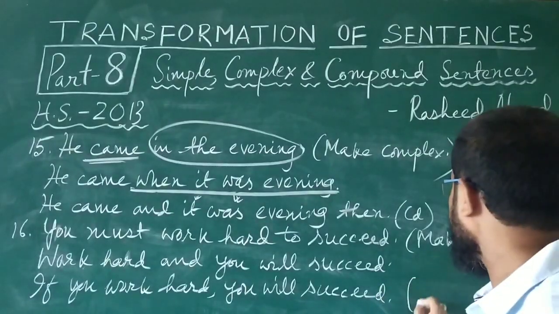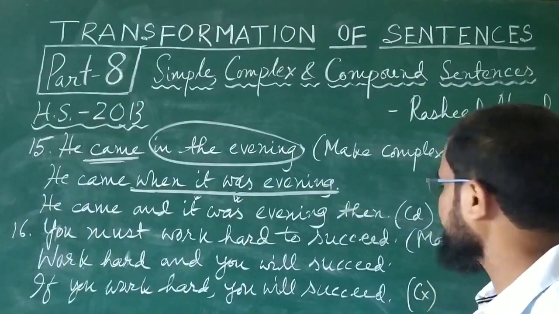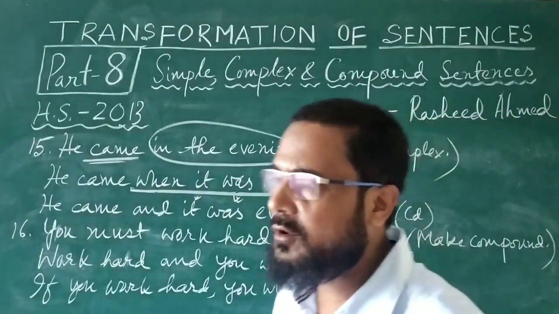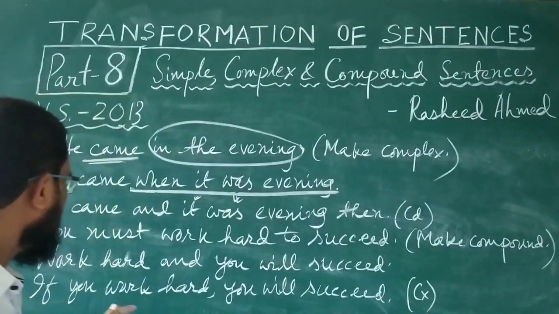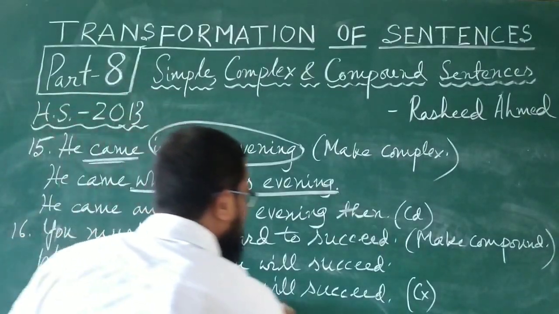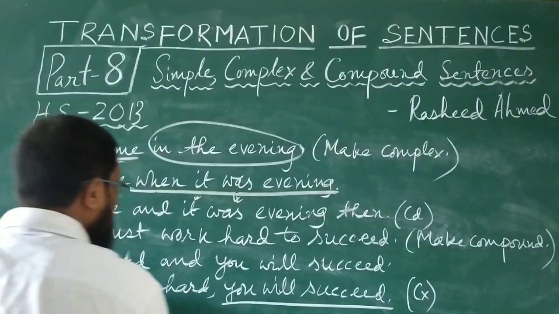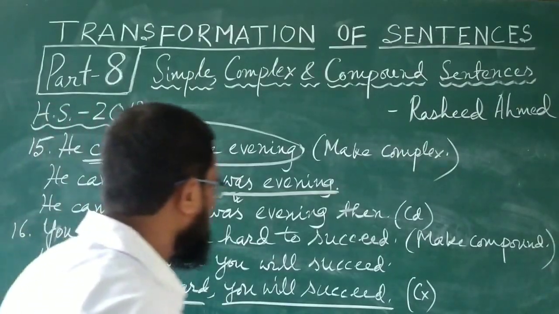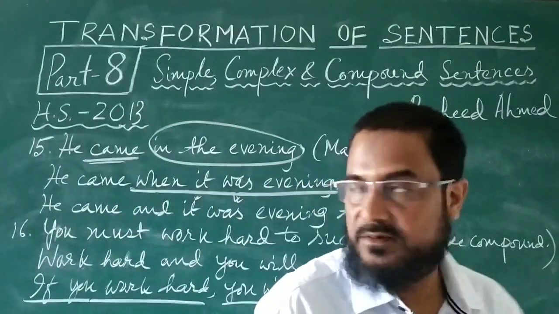And if you want to know what will be the complex form of this sentence, for your knowledge you can note it down. If you work hard, you will succeed. Here there are 2 clauses. You will succeed is the main clause. If you work hard is the subordinate clause, and that makes it a complex sentence.